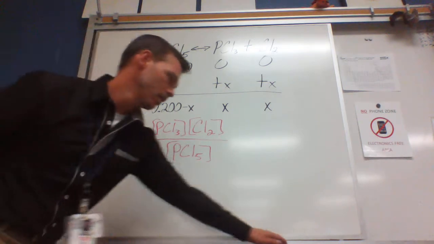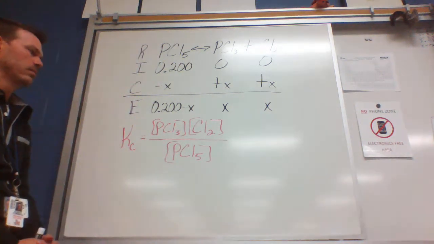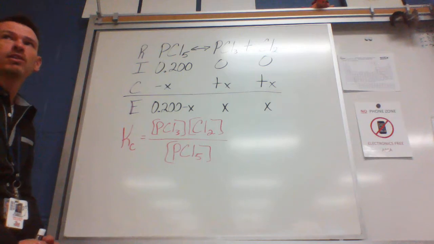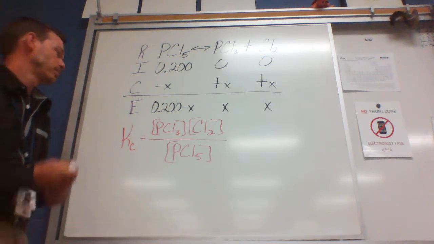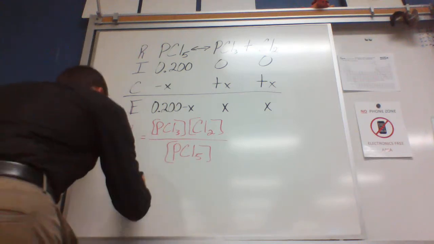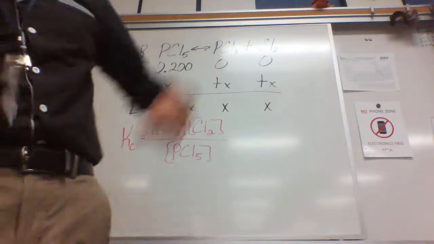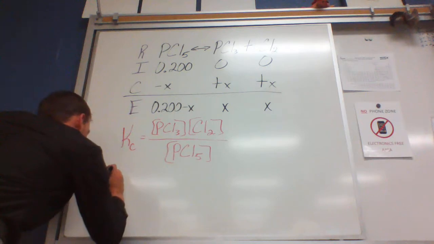Wait, how do you know what to put at the top? Products over reactants. Let's get some values in there. Now, we have a Kc. Our Kc is 33.3.